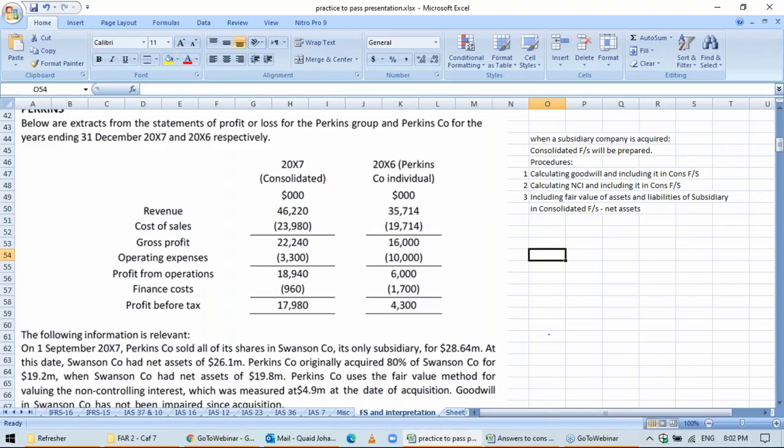And then with passage of time, what happens? The net assets of the subsidiary keep increasing. When the subsidiary company earns profits, the net assets of the subsidiary keep changing. And therefore, the consolidated financial statements are adjusted for it.